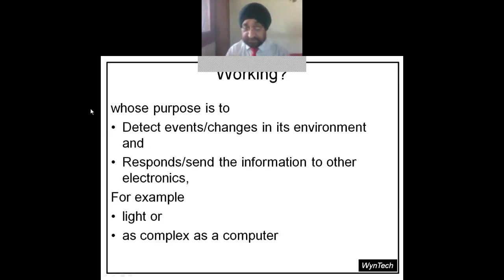Now, the first point is: detect event changes in its environment. Whatever is in the surroundings of the particular sensor, it detects that and transmits it through Wi-Fi or any network to the central system. So that's how a sensor works, right?